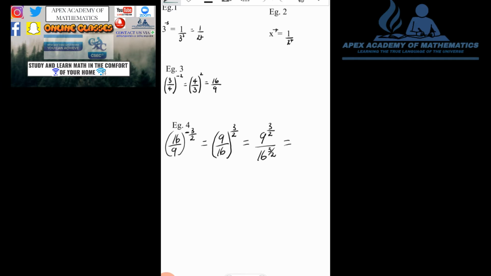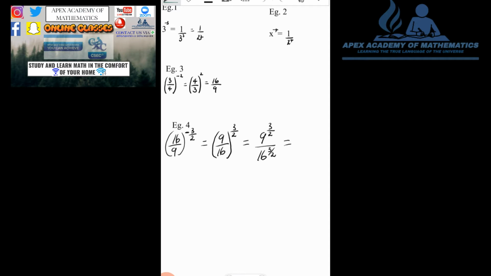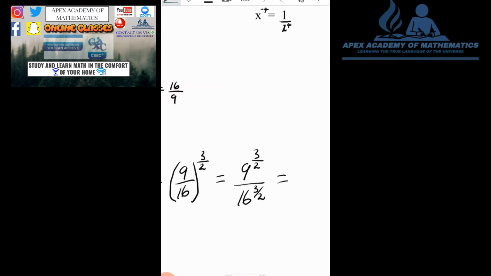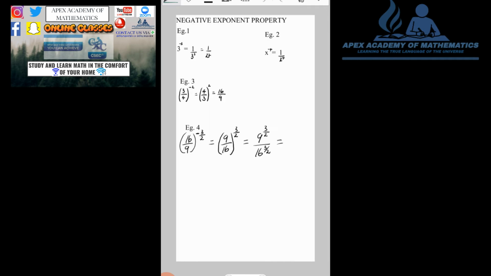So here we have the negative index property. That's what we have here, negative index property. So we're going to explain this part here. I do not have any examples, so this is going to be a very short video. Negative exponent property that we have. All right, here we go.